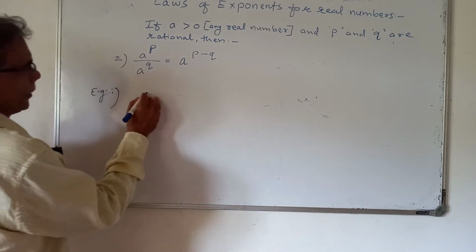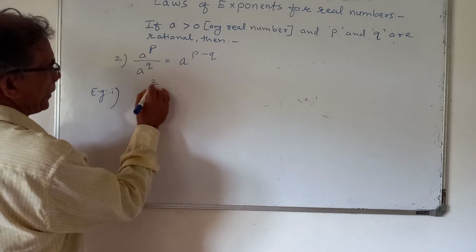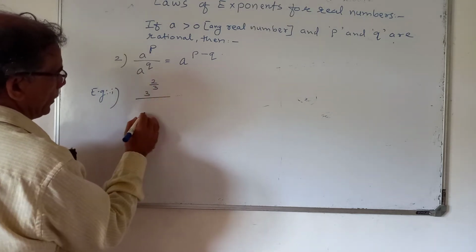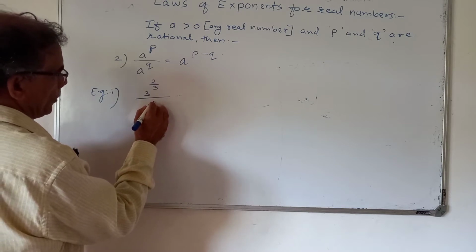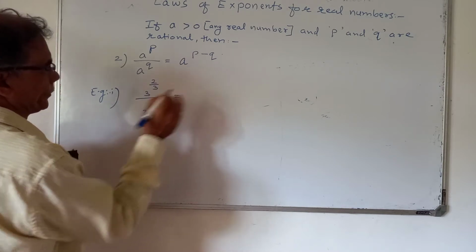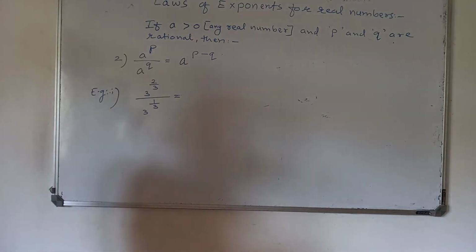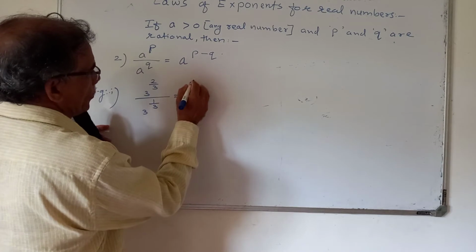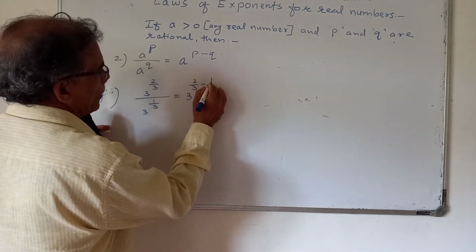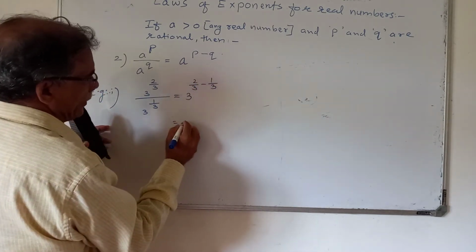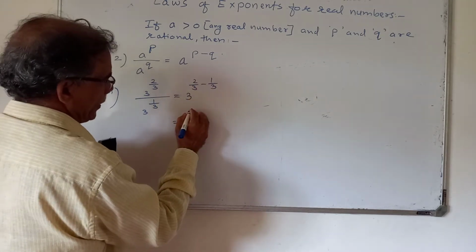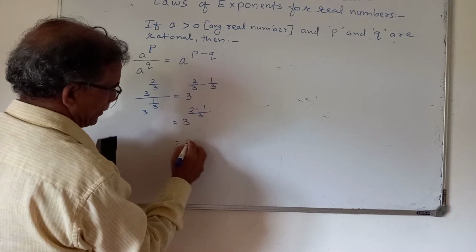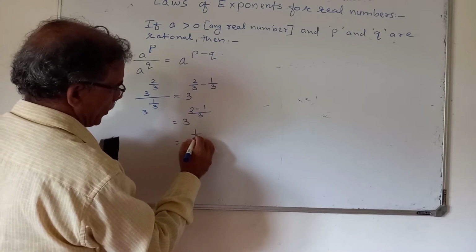Suppose 3 raised to 2 by 3 upon 3 raised to 1 by 3, if it is like this. So now base 3 is same. So 3 raised to 2 by 3 minus 1 by 3, that is 3 raised to, again denominator same, so it is 2 minus 1 whole upon 3. So that is 3 raised to 1 upon 3.